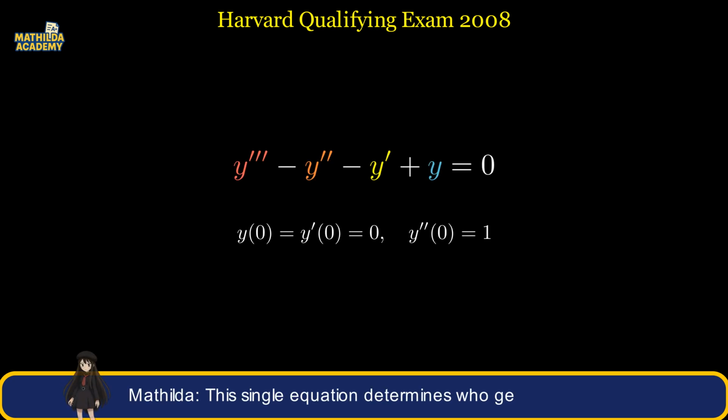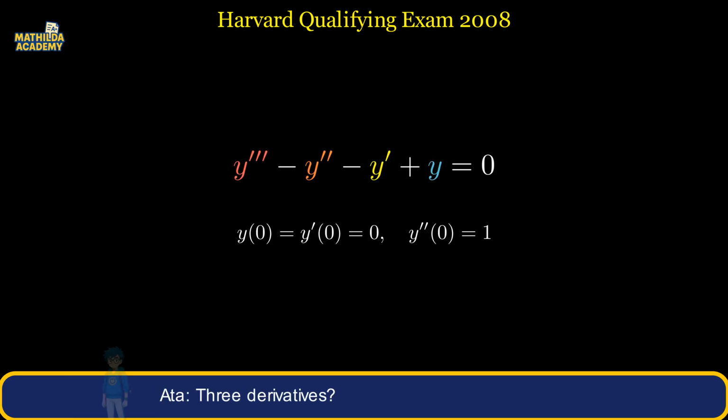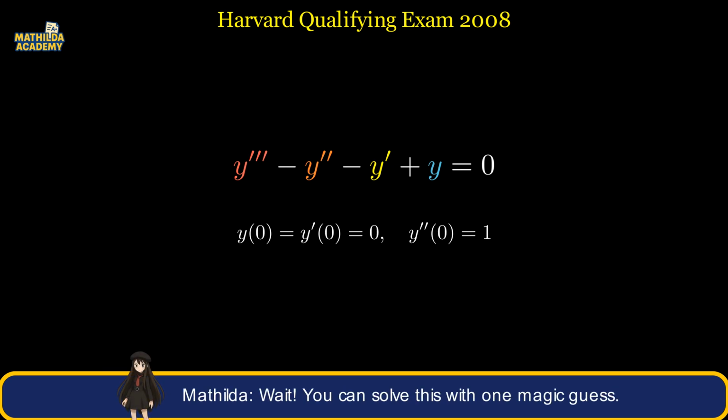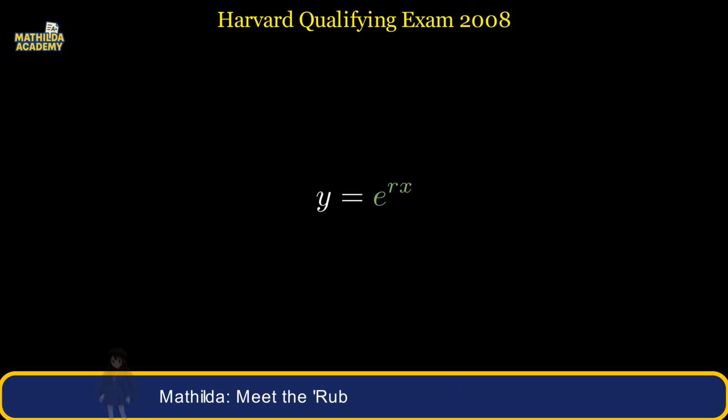This single equation determines who gets a PhD at Harvard. 3 derivatives? I'm out. My brain hurts just looking at it. Wait, you can solve this with one magic guess. Meet the rubber band of calculus, e to the rx.